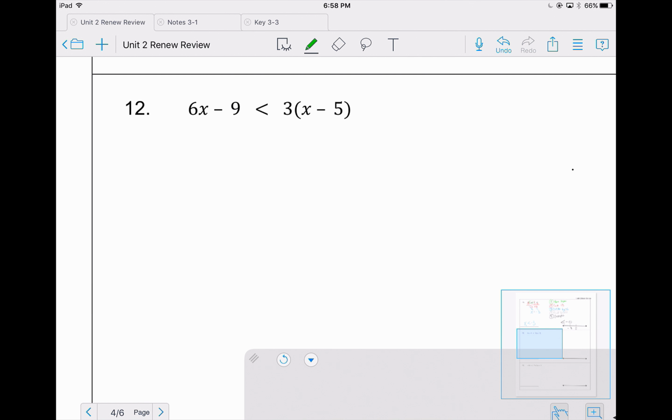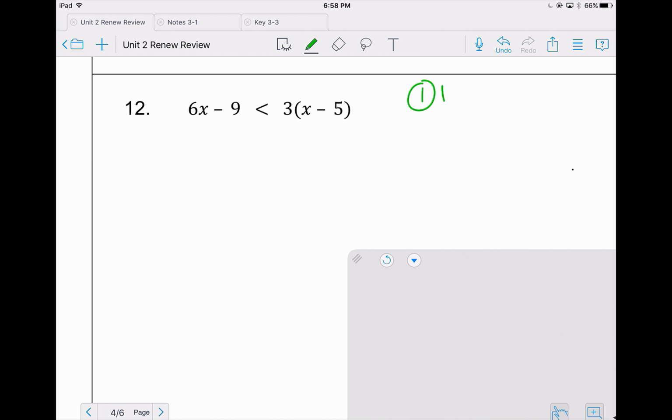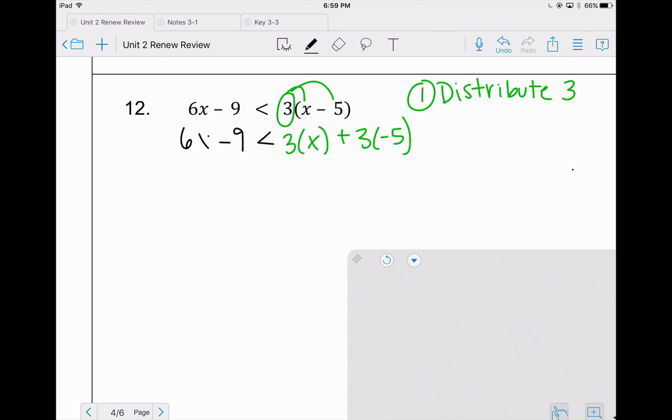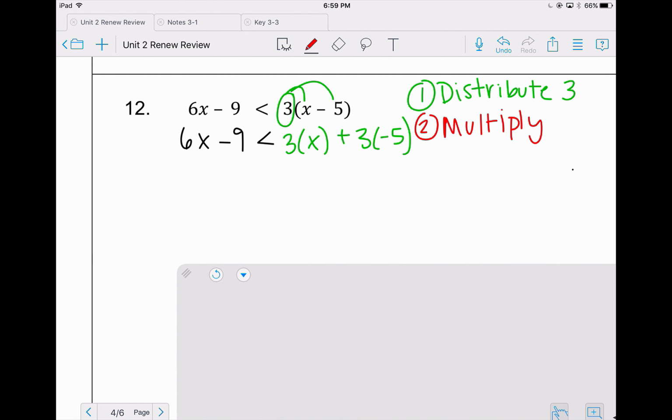For problem 12, the first thing I need to do is distribute to get rid of the parentheses. So I distribute 3. So 3 goes to x and to -5. Everything else stays the same. And then I'm going to multiply these. That's what distribution is. It's multiplication, basically. So the 6x minus 9 less than sign stays the same. 3 times x is 3x. 3 times -5 is -15.